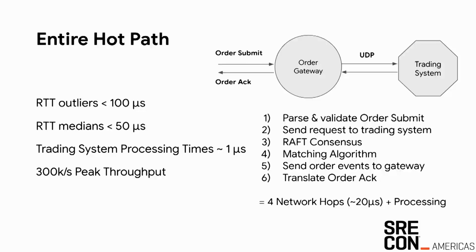So at FairX, we've been able to achieve round-trip time outliers less than 100 microseconds, medians less than 50 microseconds. Our trading system processing times are pretty fast, given that matching is pretty simple. So it's around 1 microsecond. And with load testing, we've been able to achieve 300,000 requests per second peak throughput.